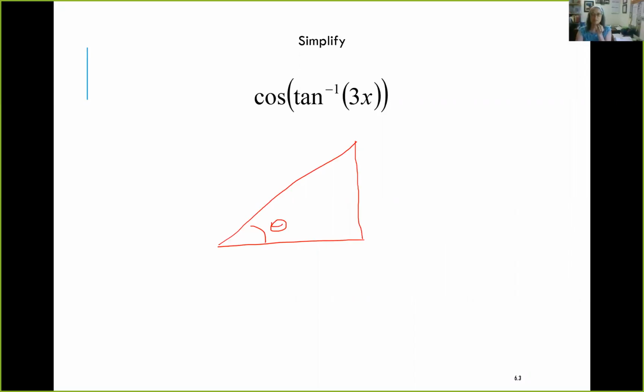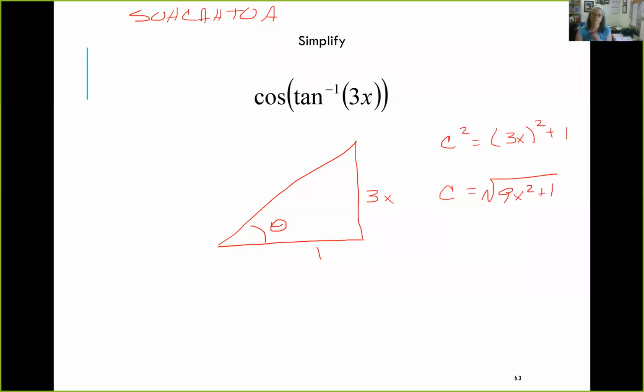The tangent, remember my favorite vacation spot, SOHCAHTOA, the tangent of an angle is the opposite over the adjacent. 3x is 3x over 1. We can do that. Now I can find c squared equals 3x squared plus 1. So c is going to be the square root of 9x squared plus 1. Yes?